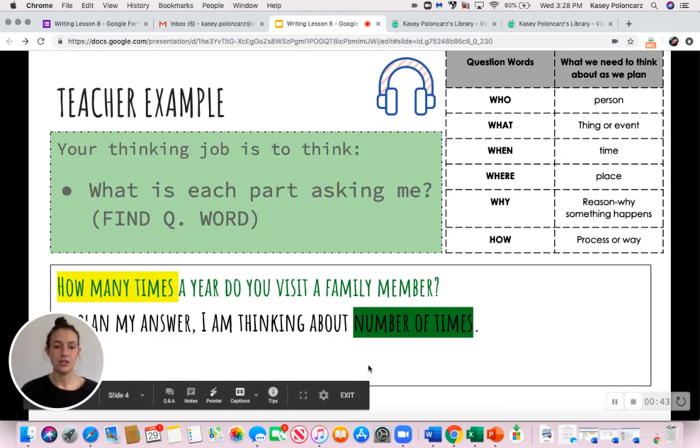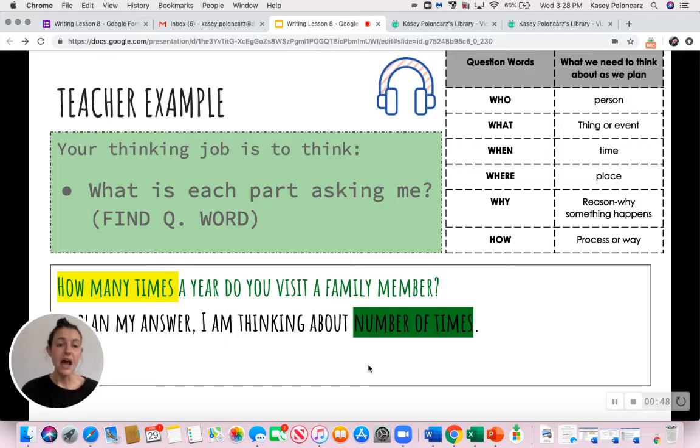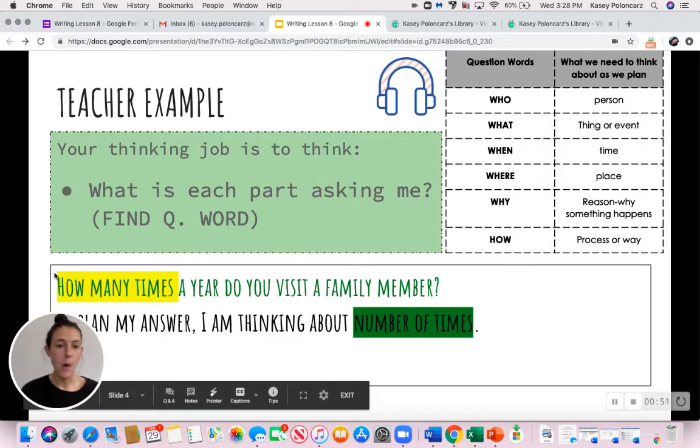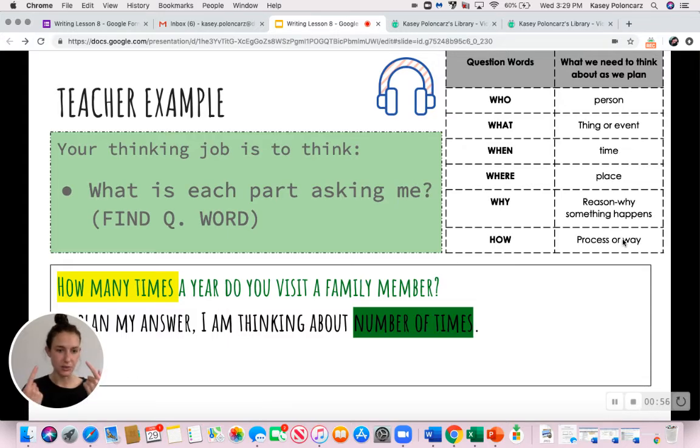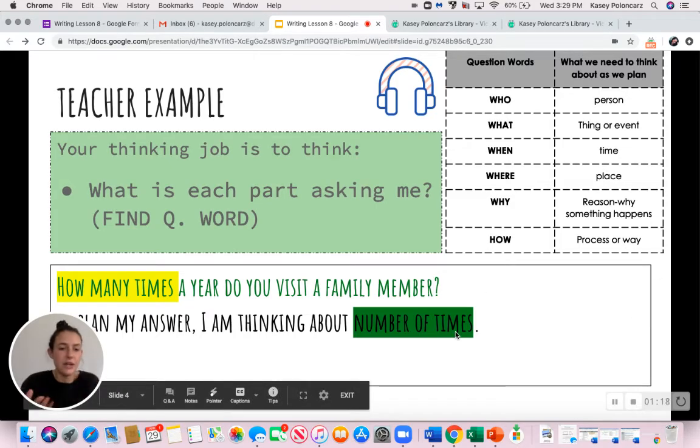So how many times a year do you visit a family member? To plan my answer, I'm thinking of a number of times. I want you to focus on that question word of how many times. So a lot of you might say how and think, oh my gosh, it has to be a certain way. But that doesn't make sense. If you're talking about how many times you're visiting, you have to give a certain number of times. Do you see your family member once a week? Or maybe you're talking about a cousin who lives far away. Maybe you only see them 5 or 6 times a year. So you have to think about the number of times. So if your answer had the number of times in it, you would have the correct answer.